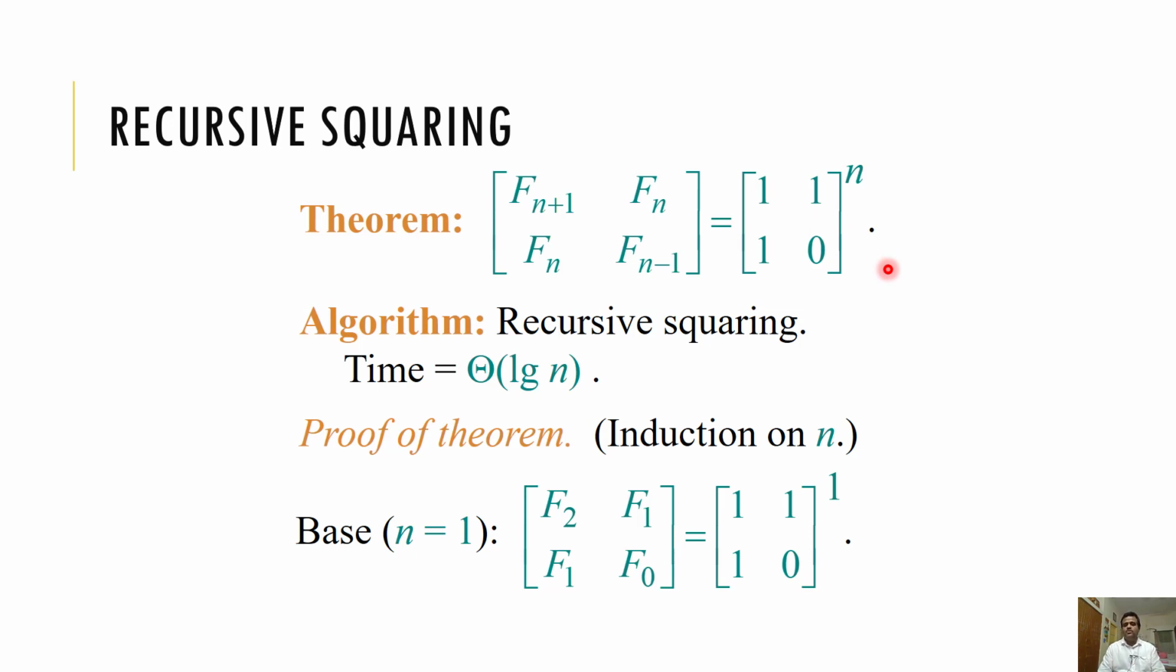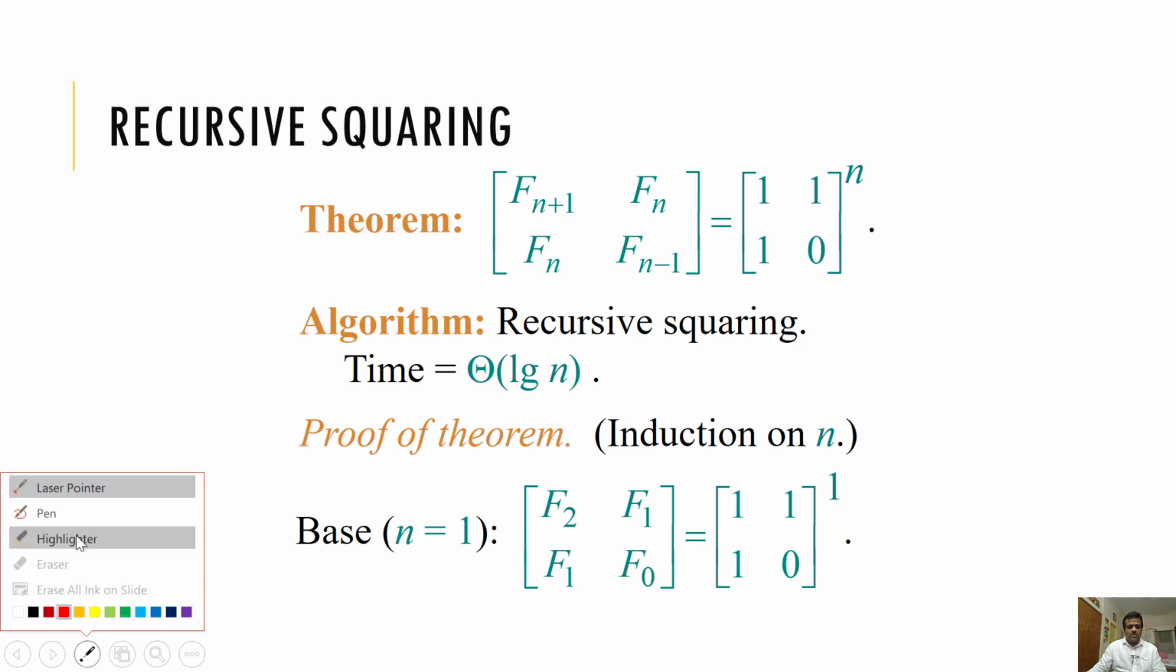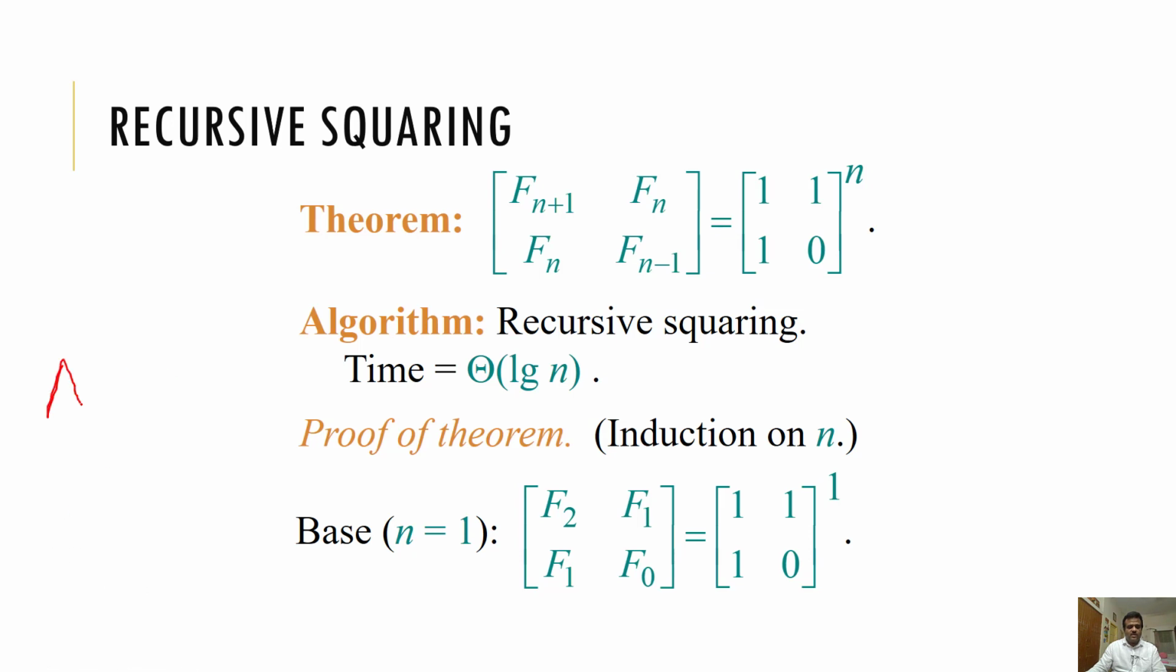In the 2 by 2 matrix, when we talk about multiplication, a to the power n, if n is even, is basically a to the power n by 2 into a to the power n by 2. Okay, so this is the divide step. If n is odd, this is a to the power n minus 1 by 2 into a to the power n minus 1 by 2 into a. Now, this is a matrix of size 2 by 2, and this is a matrix of size 2 by 2.